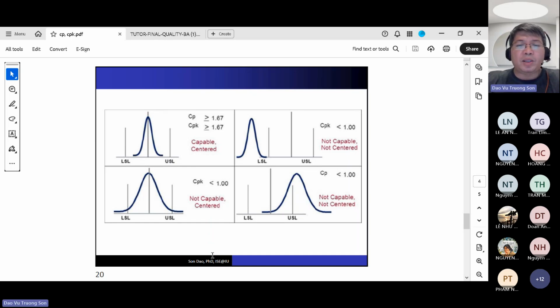And the bottom right figure, CP is less than 1. So the process is not capable, not centered. All right, you can see that we have a significantly high rejection rate. So out of the 4 cases, only the top left case is preferable. And in order to be effective, CP and CPK have to be greater than 1.67, which is a very difficult condition.